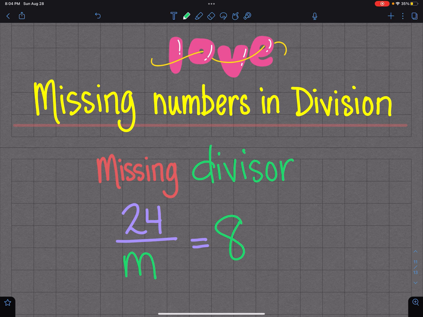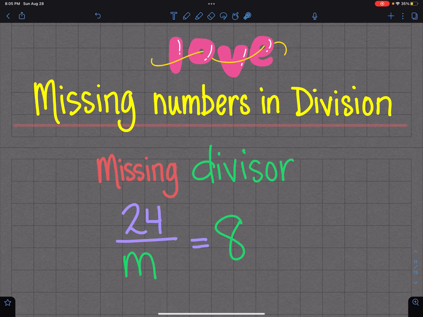Now, when we do this, I'll show you how to do it in the example, but basically the inverse operation of division is multiplying. So to find a missing divisor, we're going to actually divide the dividend by the quotient. 24 divided by 8 is 3, and that's going to go there for the answer. Okay, so that's how you do a missing divisor.